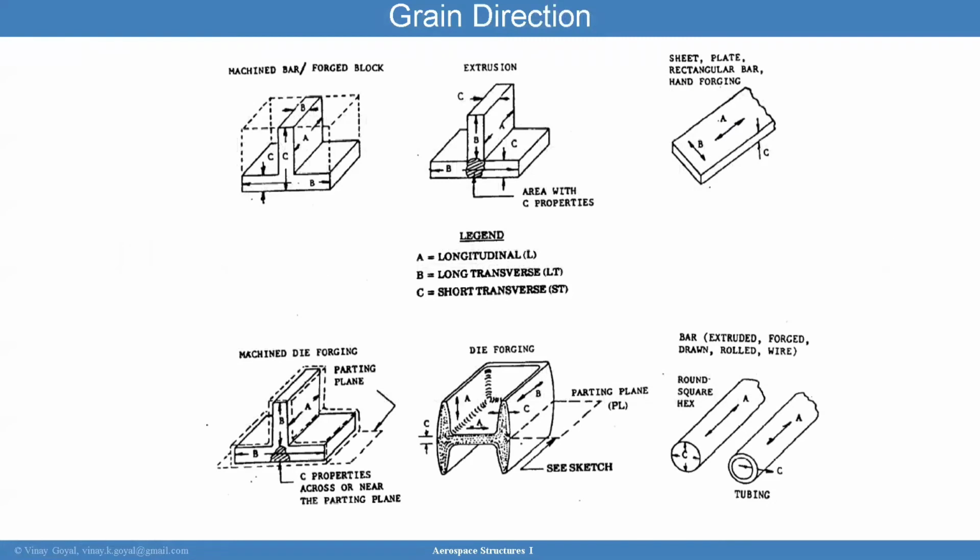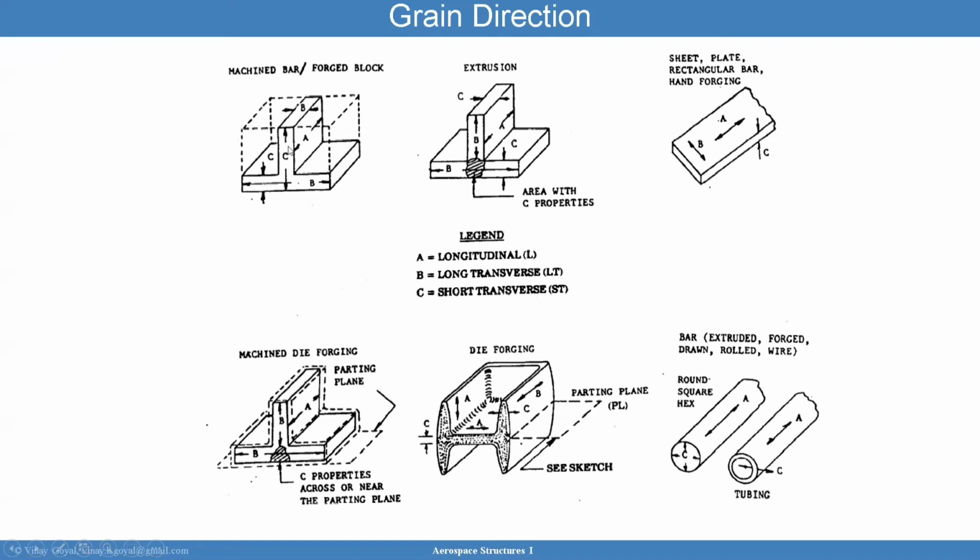I want to point out that the material properties depend on the grain direction. So here you can see a machine bar forged block, and you will see letters here. So you will see A, B, and C. A is longitudinal, B is long transverse, and C is short transverse. So L, LT, and ST.